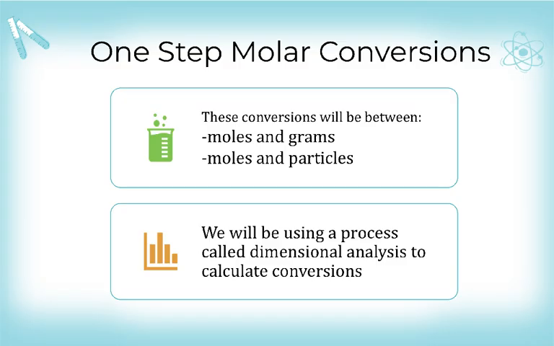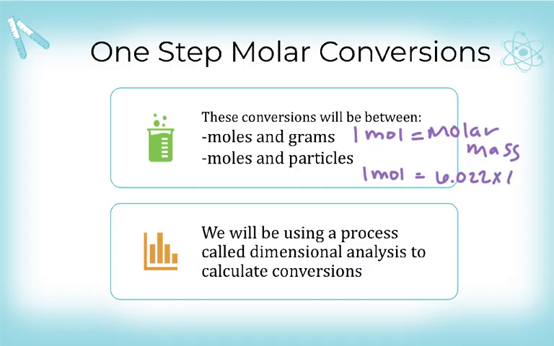And we know that 1 mole is equal to a certain number of particles, and also a mole is equal to a certain number of grams for a specific compound. So with these one-step conversions, we're going to go between moles and grams using that relationship of 1 mole equals the molar mass. And then we're also going to go between moles and particles because we know that 1 mole equals 6.022 times 10 to the 23rd particles of any substance.